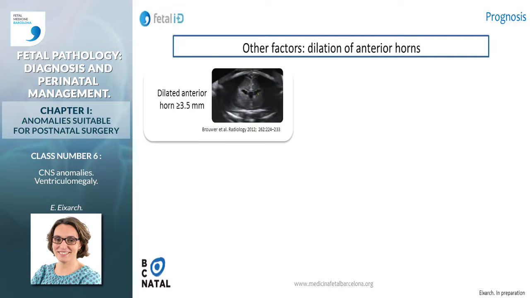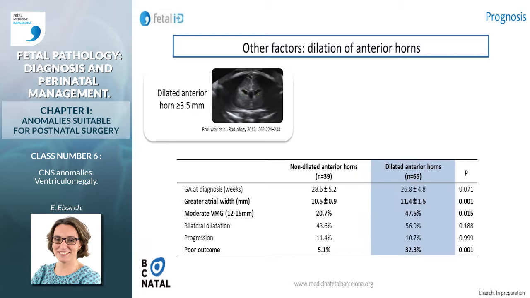And is there any other factor that could help us? A few years ago, we tried to identify whether the assessment of the anterior horn was a prognosis factor regarding ventriculomegaly. We evaluated if anterior horns of more than 3.5 mm had a predictive capacity for the cases that will have poor prognosis. And the study showed that in those cases in which there was a dilated anterior horn, which was more frequent among moderate cases, there were 30% of adverse perinatal outcomes in comparison with the non-dilated anterior horns, in which the adverse perinatal outcome was found in 5% of cases.